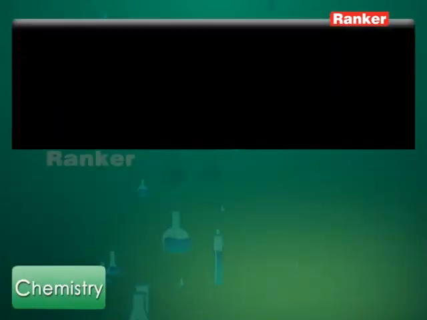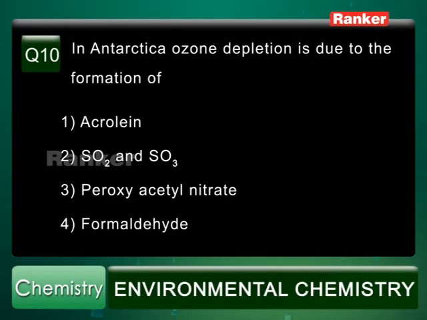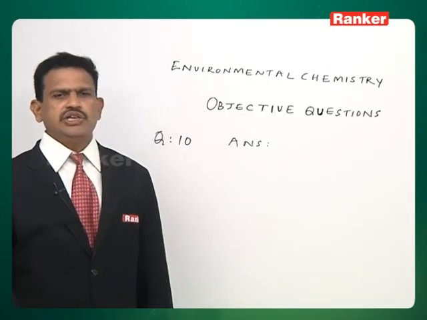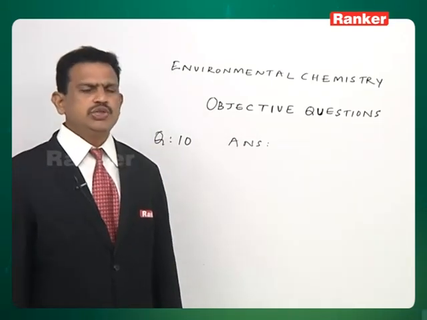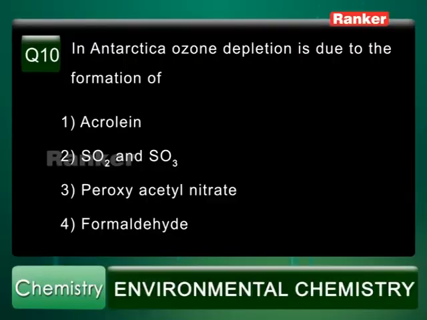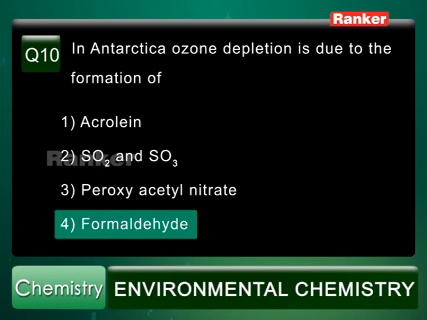Moving to question number 10. In Antarctica, the ozone layer is depleted because of the formation of: option 1, acrolein, a vinyl polymer. Option 2, SO2 and SO3. Option 3, peroxyacetyl nitrate, PAN. Option 4, formaldehyde, HCHO. In the Antarctica region, the ozone layer is getting depleted because of the formation of HCHO, that is formaldehyde. So the answer is 4 for question number 10.